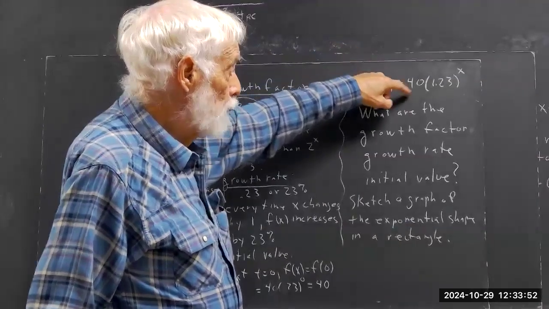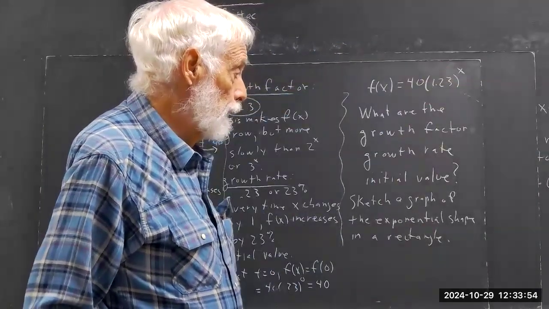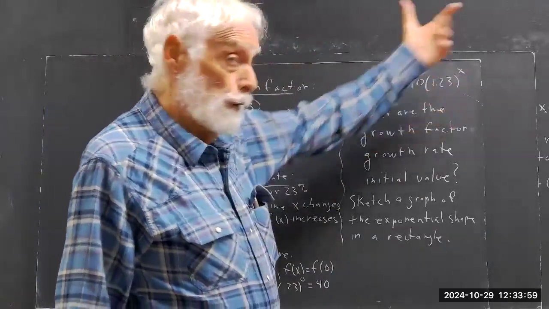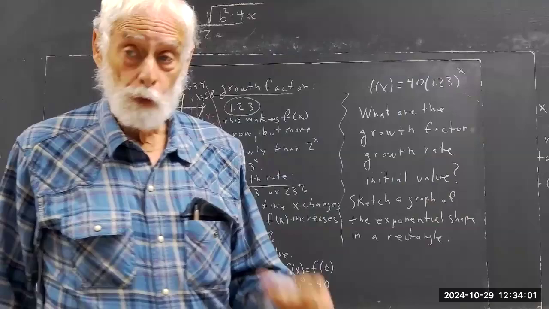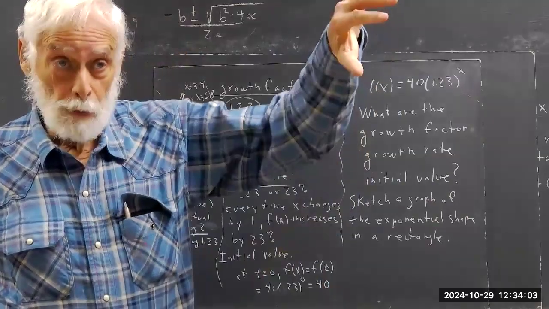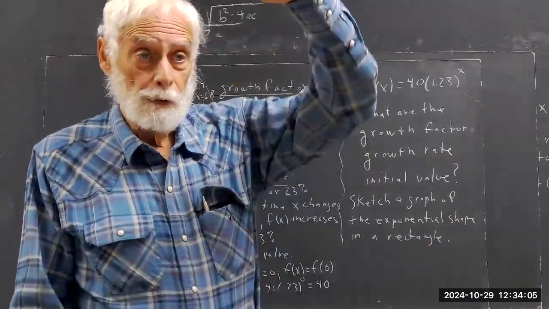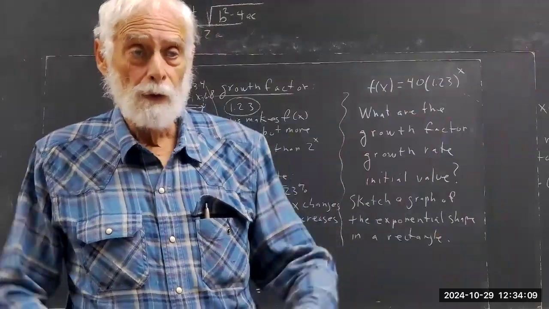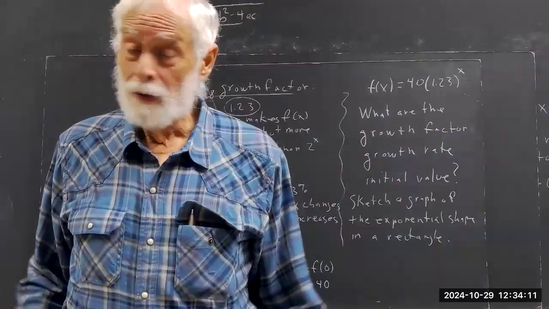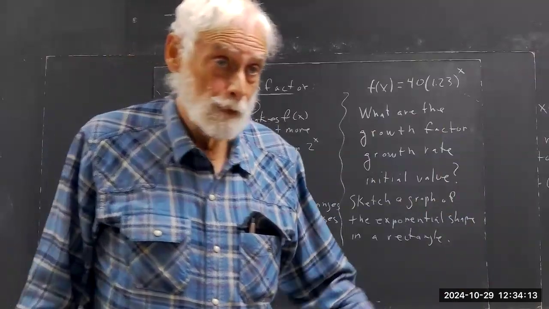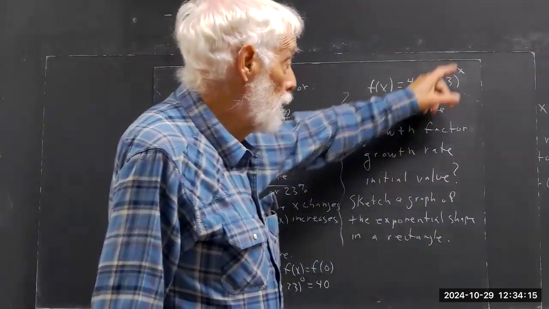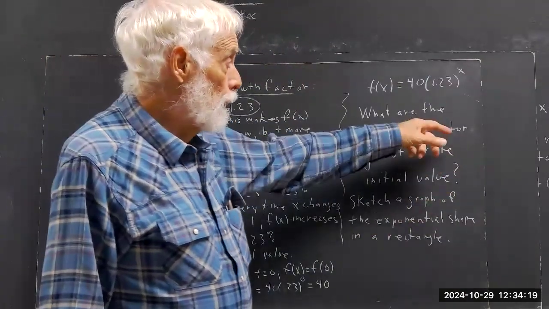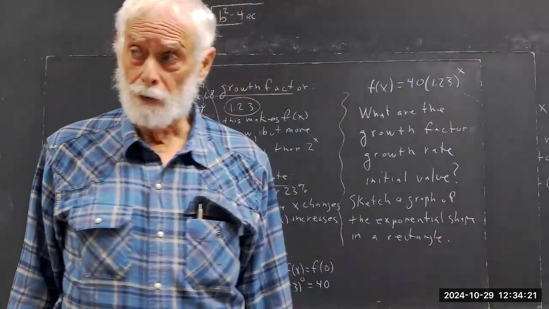So we've got f of x is 40 times 1.23 to the x. Now, you could compare that with 40 times 2 to the x, couldn't you? 2 to the x has a graph that you understand, and you can vertically stretch it by factor 40 and just change your labeling of the y-axis, and you get a perfectly good graph of 40 times 2 to the x. Okay? Now, what's bigger, 2 to the x or 1.23 to the x?